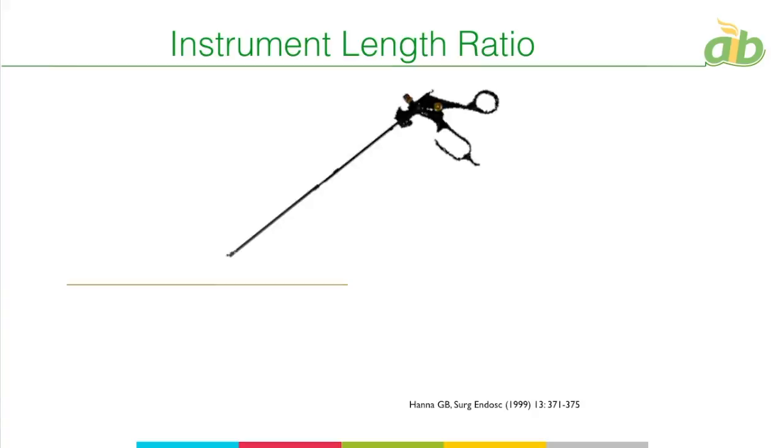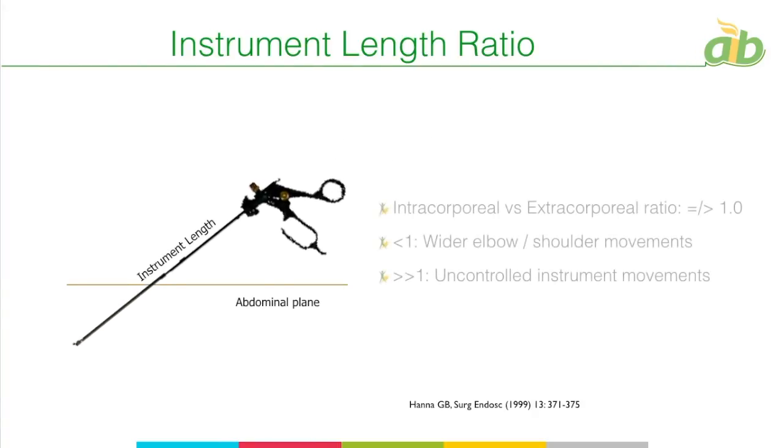We then have what we call the instrument length ratio. What is that? It's the length of the instrument that has to be inside the abdomen and the length of the instrument that has to be outside the abdomen. This depends upon the length of the instrument as well. We have three types of instrument lengths available in the market: 300 millimeters, 360 millimeters, and 420 millimeters. Whatever the length, the intracorporeal length of the instrument has to be equal or a bit more than the extracorporeal length of the instrument.